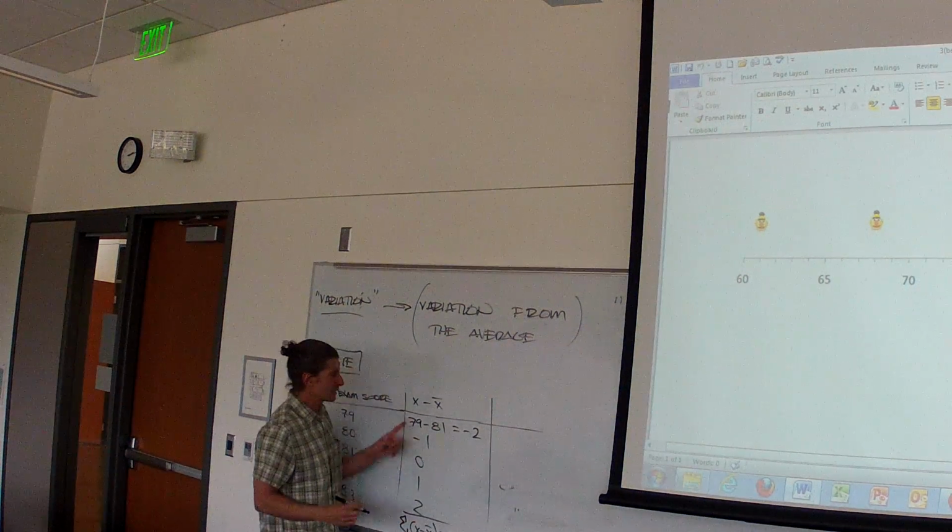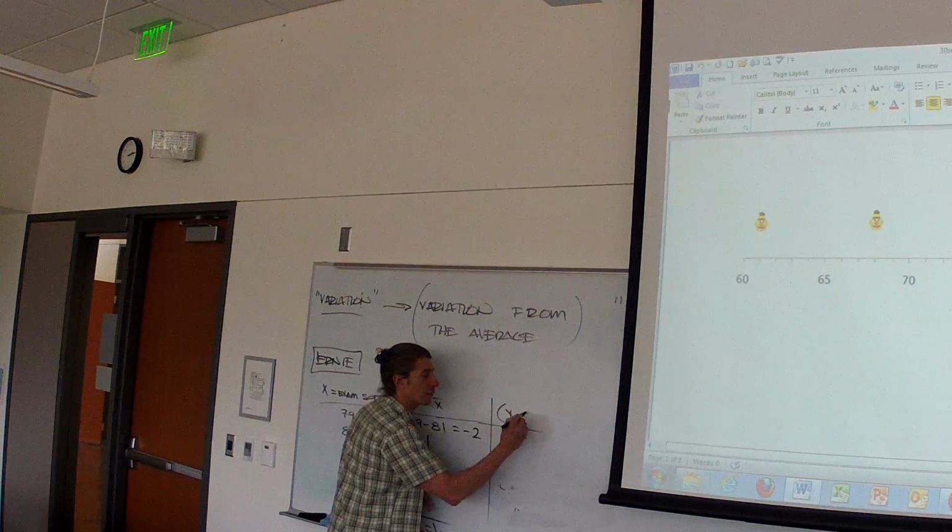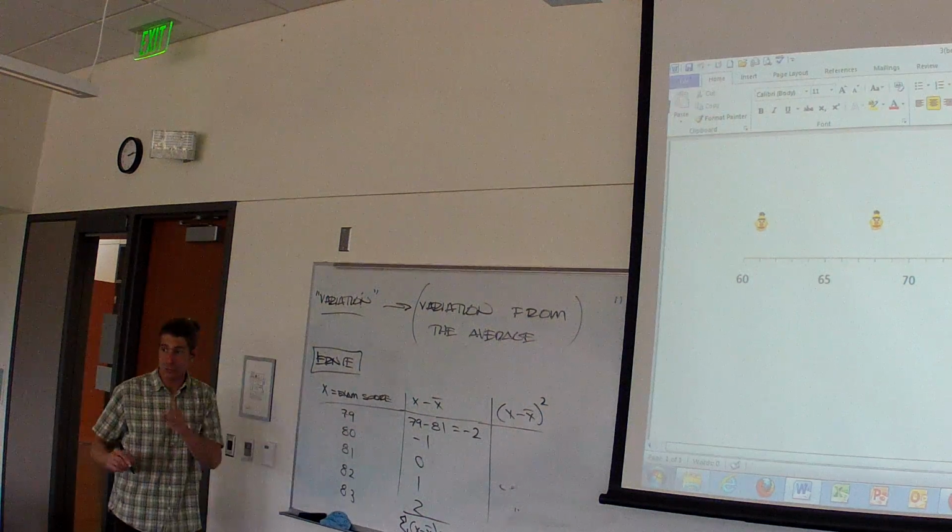So here's the workaround that statisticians have come up with. What they've done is they've taken the values that are in this column and squared them to take care of the negative values. Hold tight on this one.